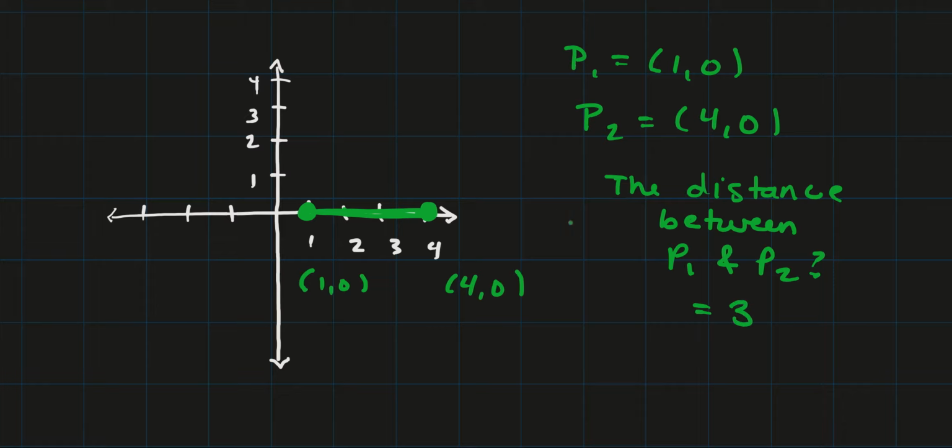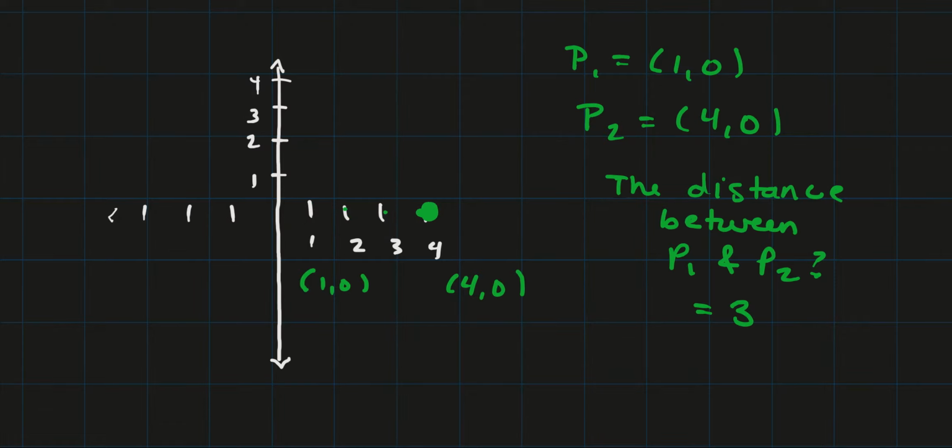Okay, that's not hard. And you can see 4 minus 1 gives you 3. But I also have a y coordinate. But 0 minus 0 is 0, so we're not really worried about that. We're going to think about moving left and right on the x-axis.